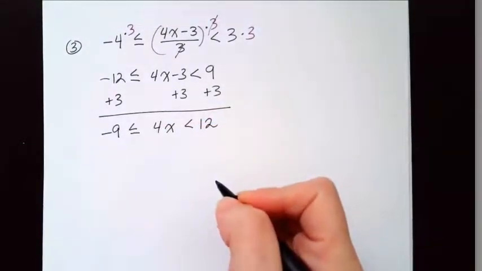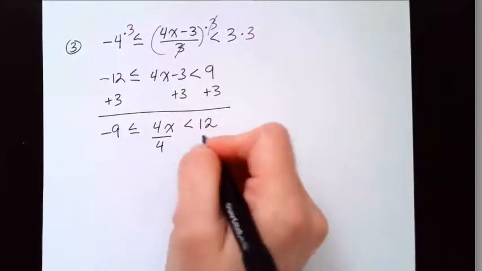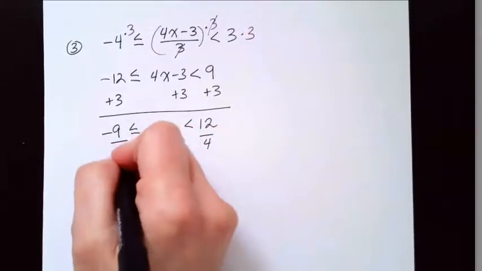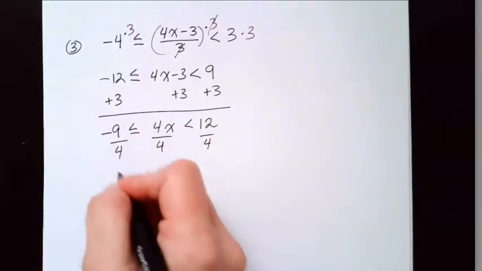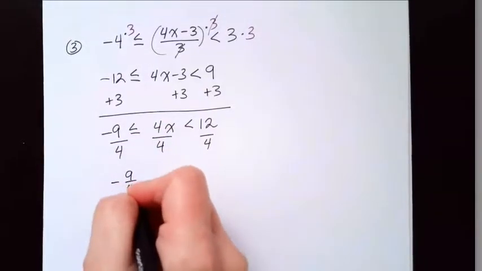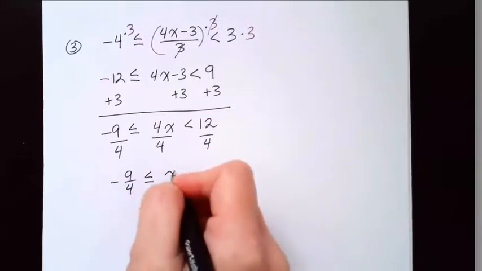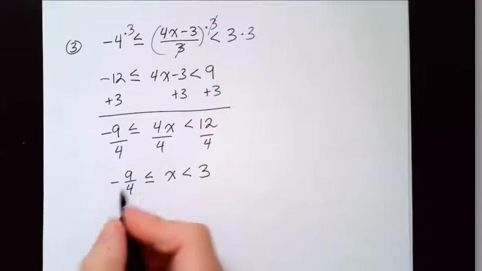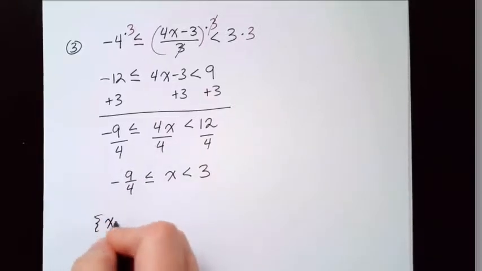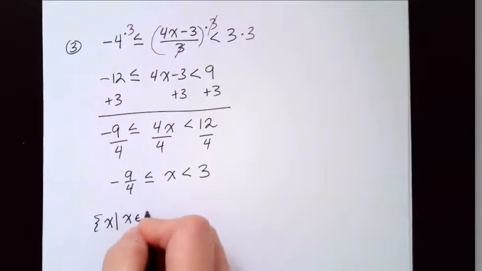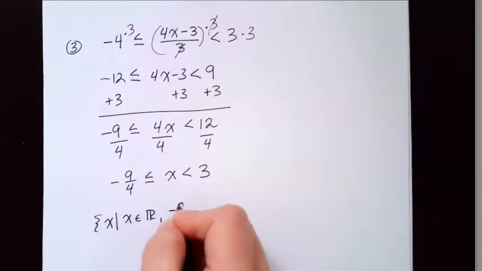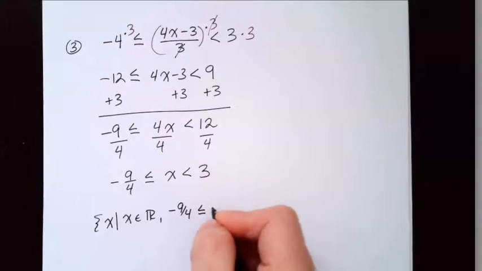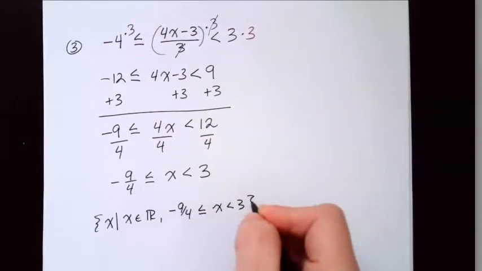Dividing everything by 4. 4 is positive, so I don't have to change any inequality symbols. -9/4 can't be simplified, is less than or equal to x, which is less than 3. And I don't need to do the intersection because the overlap is already done. If I wanted to write this in set builder notation, we have the set of all x such that x is a real number, -9/4 is less than or equal to x is less than 3.